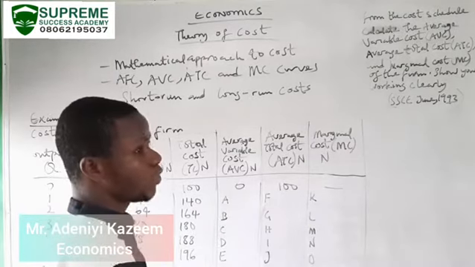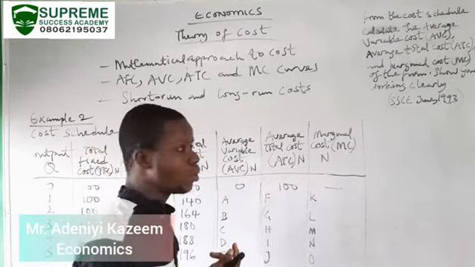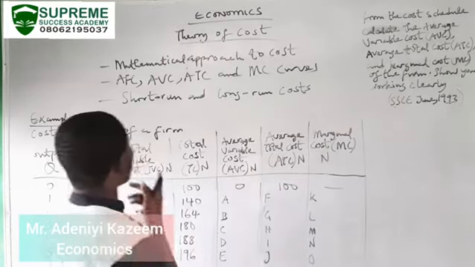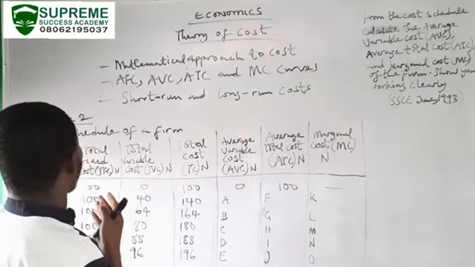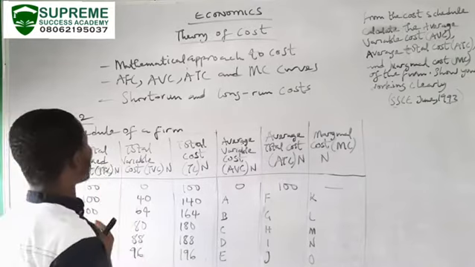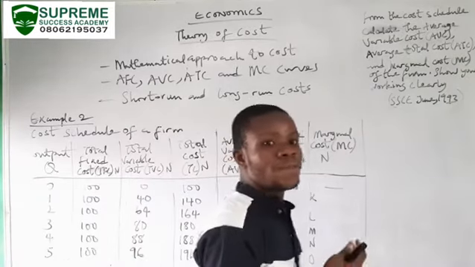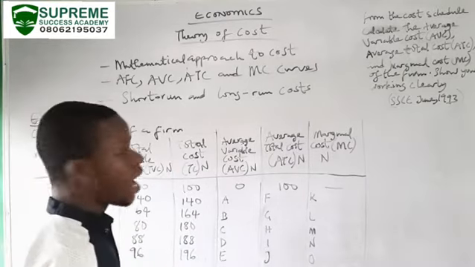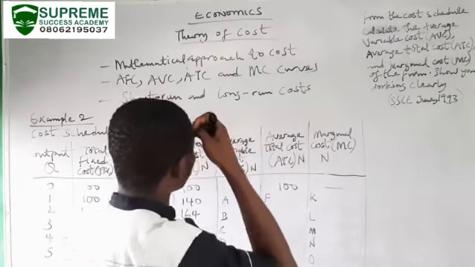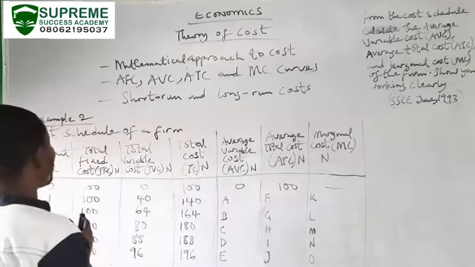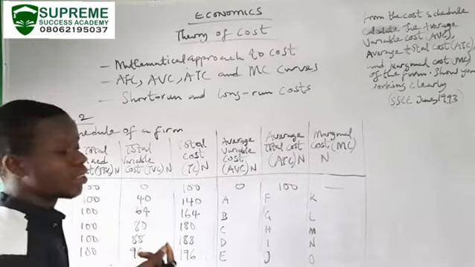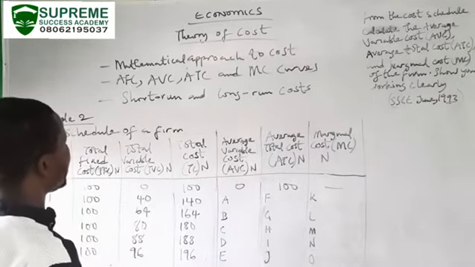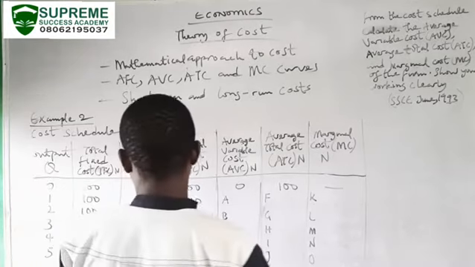That is, I'm going to give you another example, which is example 2, under that particular subtopic. Also, I'm going to discuss average fixed cost, average variable cost, average total cost, and marginal cost curves. At the same time, I'm going to discuss the short run and long run cost.